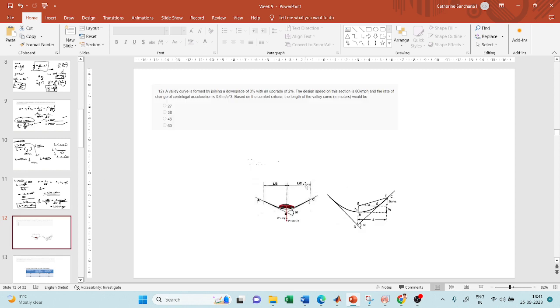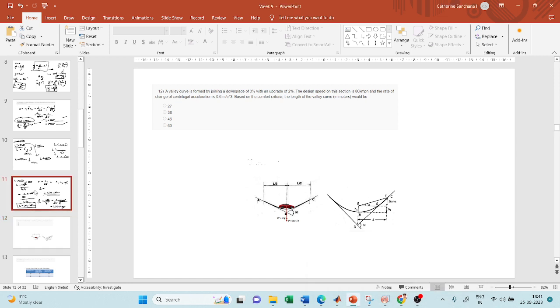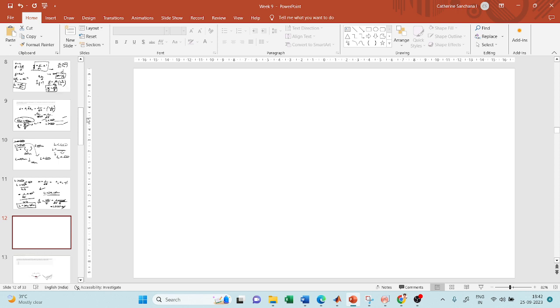Ma'am, one doubt, ma'am. Yes. This L, N S square by 4.4, we are calculating the L, no? Yes. That is the length along the curvature, isn't it? L is no, not the length along the curve. It is the projection, the horizontal distance. Yes. SSD is also a horizontal distance?